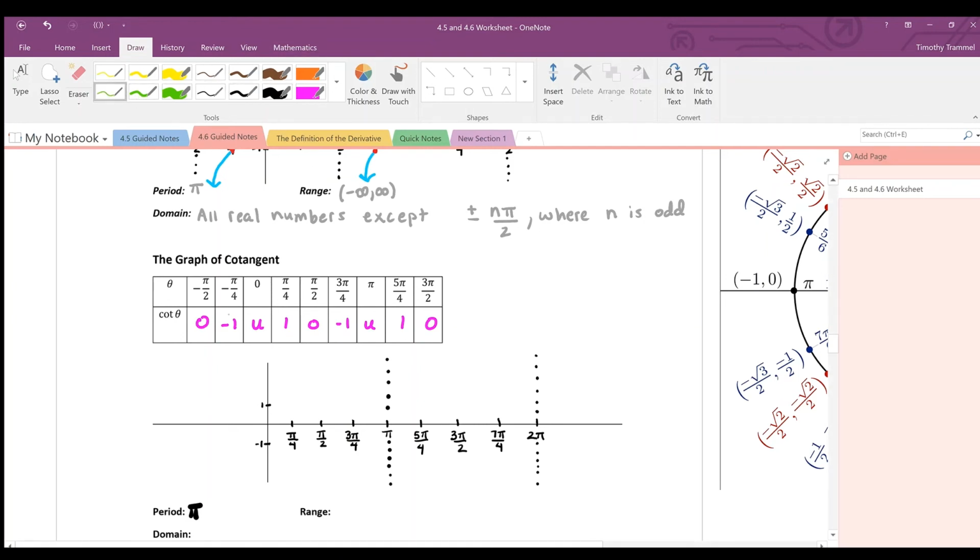Next, let's put in a few points. Let's do this: pi over 4 is 1, at pi over 2 the output's 0. At 3 pi over 4, the output is minus 1. And then if we make our way over to 5 pi over 4, we see that it's 1 again. And then at 3 pi over 2, it's 0. And then you can guess probably here, it's going to be negative 1 at 7 pi over 4. And you can verify that if you want. And now let's connect those dots again.